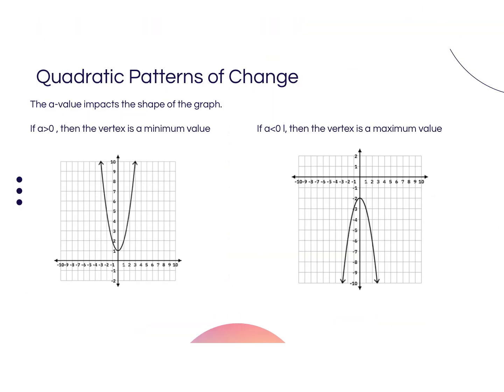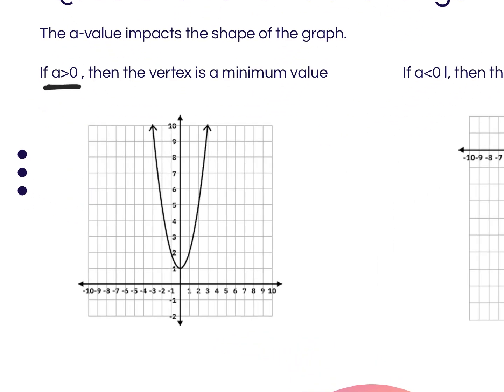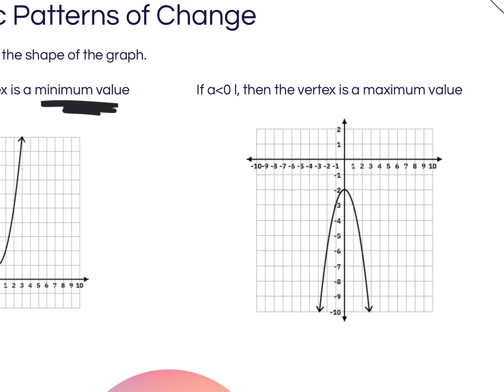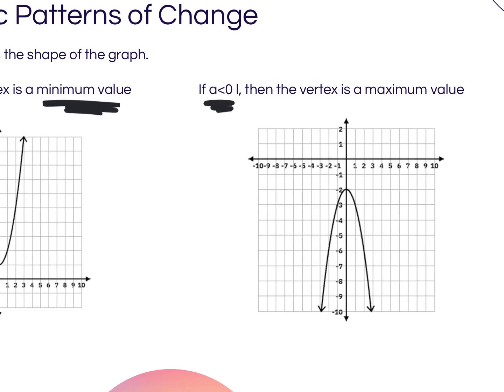The other thing the a-value tells me, it doesn't just tell me the shape of the graph and whether my graph will be vertically stretched or shrunk based off of those vertical distances of perfect points, but it also tells me if my vertex is a minimum or a maximum value. If that a-value is greater than 0, I know for certain a minimum value will exist on my function. If a is less than 0, so a is negative, I know that the vertex is a maximum value.